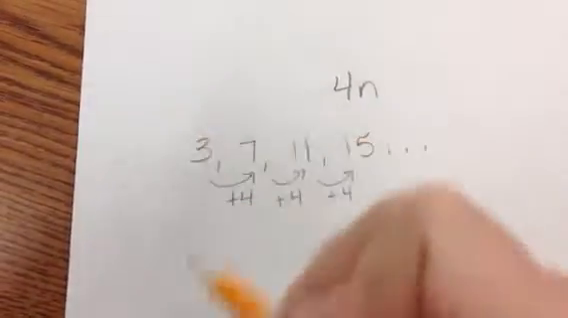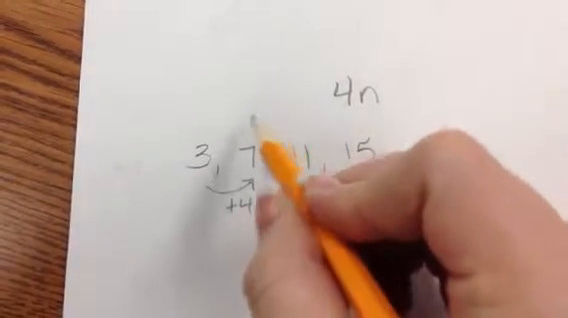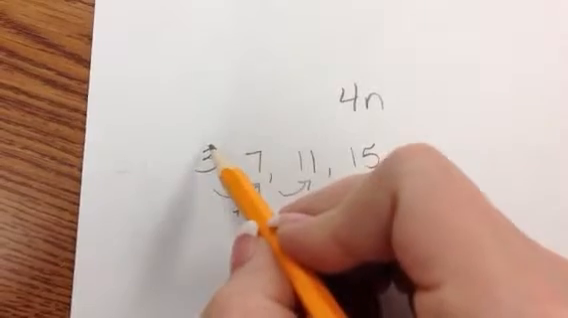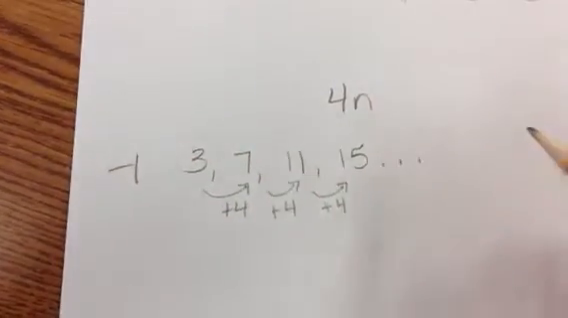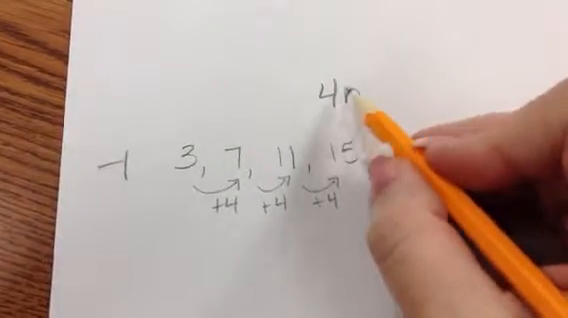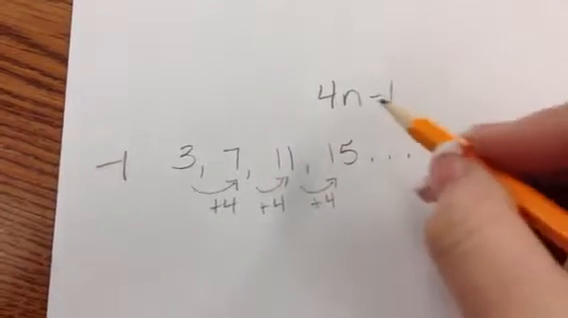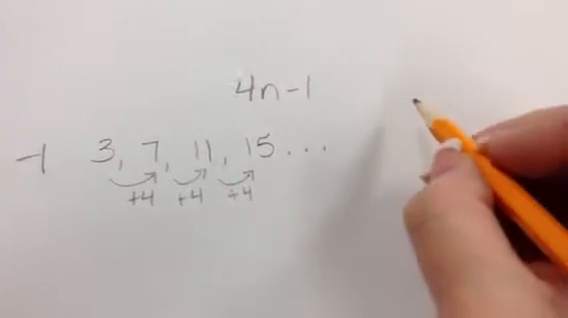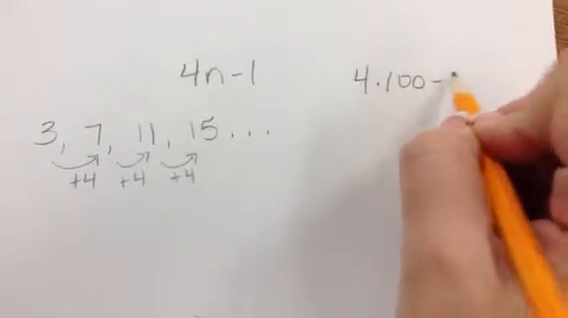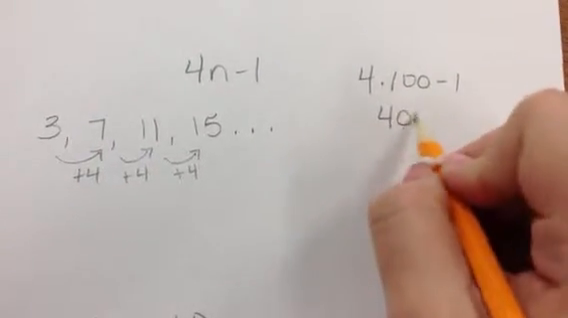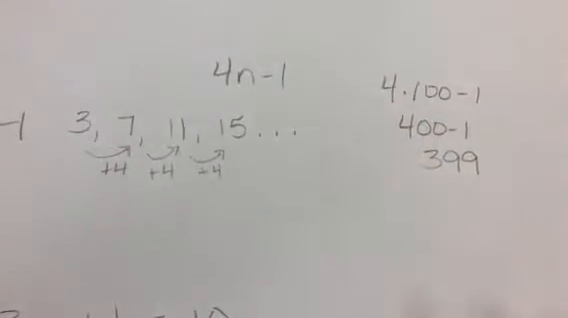And then you need to work backwards to find your zero number. So 15 minus 4 is 11, minus 4 is 7, minus 4 is 3. 3 minus 4 is negative 1. So your rule is going to say 4n minus 1. Now let's say you're trying to find the 100th term in this sequence. Well, if you're going to find the 100th term, it'll be 4 times 100 minus 1. So 400 minus 1 is 399.